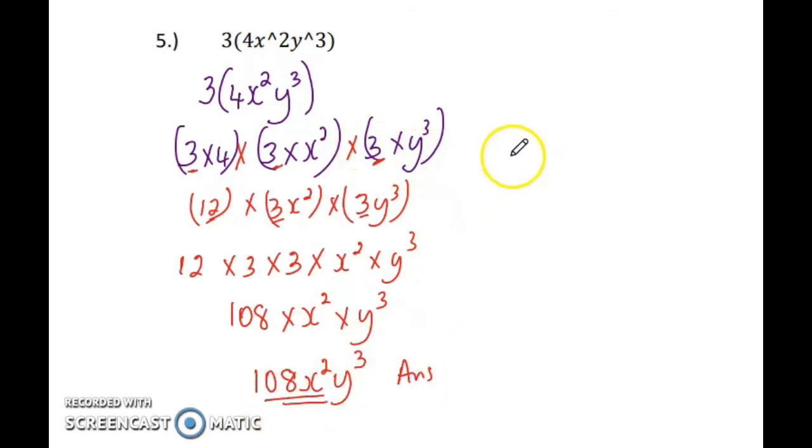So you first use the number outside of the bracket to multiply every single thing inside of the bracket. Then you multiply your coefficients. After doing so, whatever variables you have, you're going to combine them together and write your final answer. And 108x squared y to the third is the final answer.